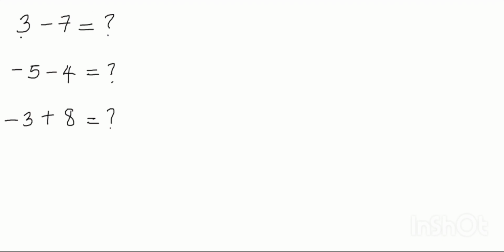Now let's consider this first question, 3 minus 7. Now if you start early in mathematics in your basic classes, your teacher is going to tell you that 3 minus 7 cannot go. 3 minus 7 cannot go. And what's the reason for that? You cannot actually subtract the larger number from the smaller number.